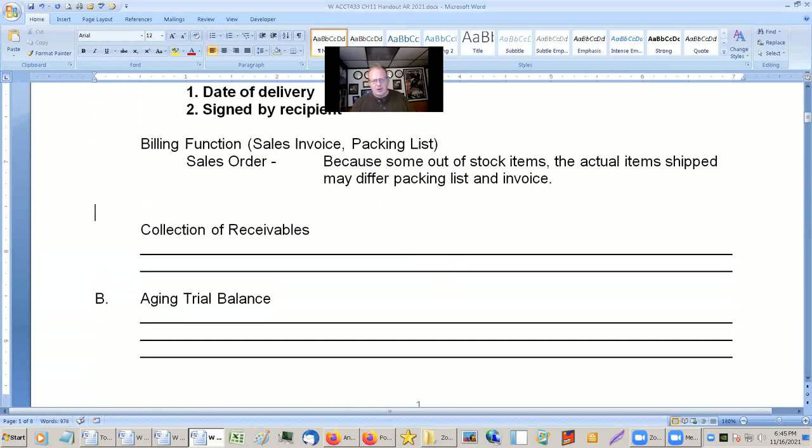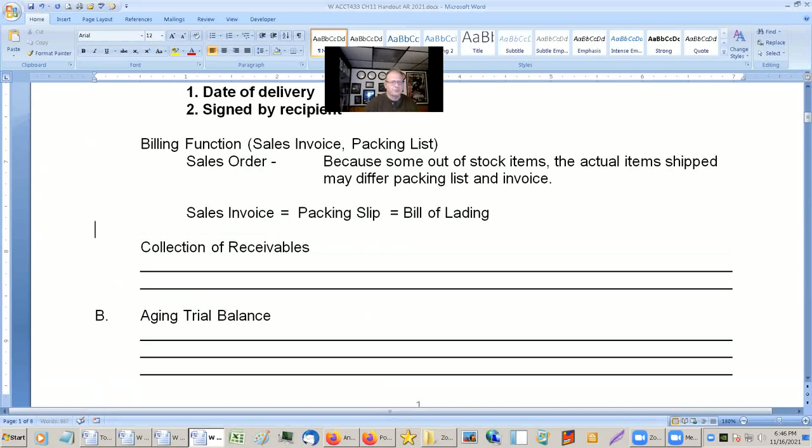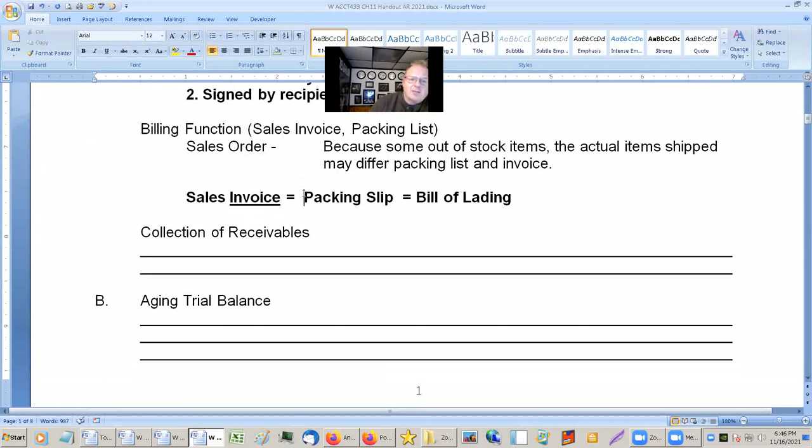Now, the things that should match up. The sales invoice should equal the packing slip. Should equal the bill of lading. So the invoice, you know, what we're actually charging them, should be for only those things that are sent, obviously. And it should match up with the packing slip and the bill of lading. Now, the prices won't be on the bill of lading, but the descriptions should be the same.